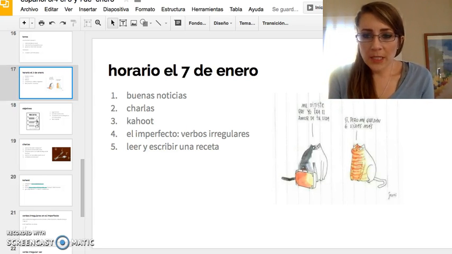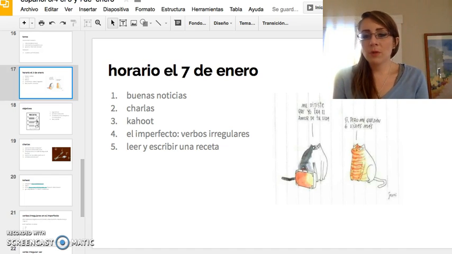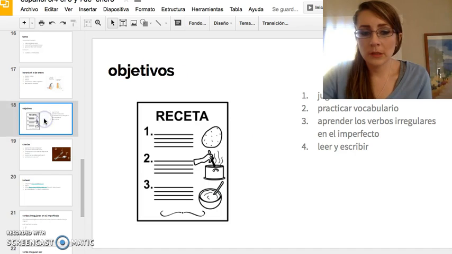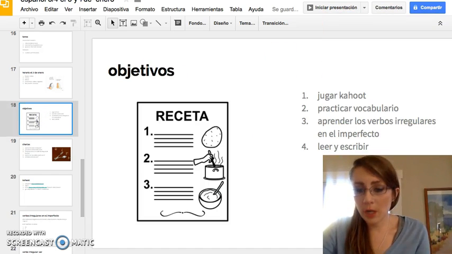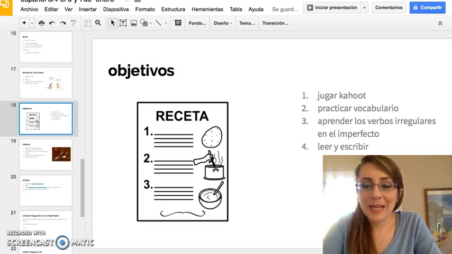Ok, para el 7 de enero, hoy ustedes van a hacer buenas noticias, charlas, Kahoot, el imperfecto, los verbos irregulares y leer, escribir una receta. Alright, los objetivos. Ustedes van a jugar Kahoot y también van a practicar su vocabulario de comida y aprender los verbos irregulares en el imperfecto. Ustedes van a leer y escribir una receta, a recipe. Y también, ya, ustedes van a escribir sus propias recetas.